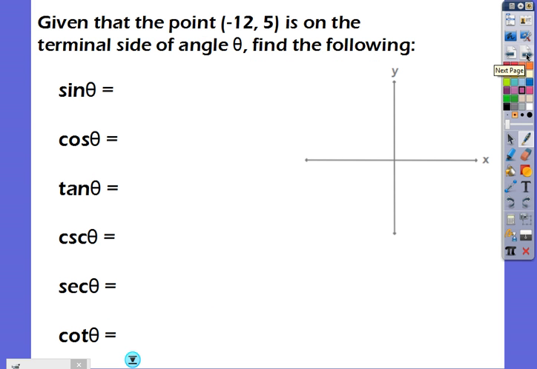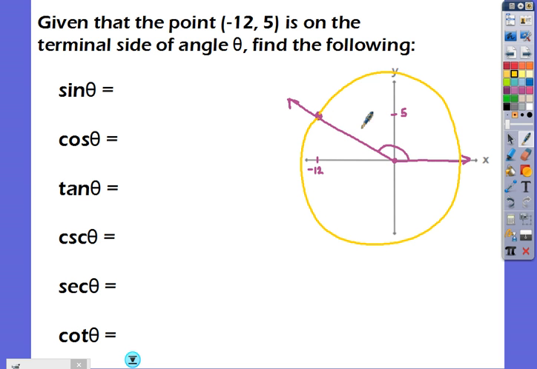Here's the type of problem you'll want to know that stuff for. Let's pretend we have an angle in standard position, and the terminal side goes through (-12, 5). Let's just draw that angle. We've got some terminal side that goes through that point. In theory we could make a circle, and the radius of that circle would be considered our sort of hypotenuse.